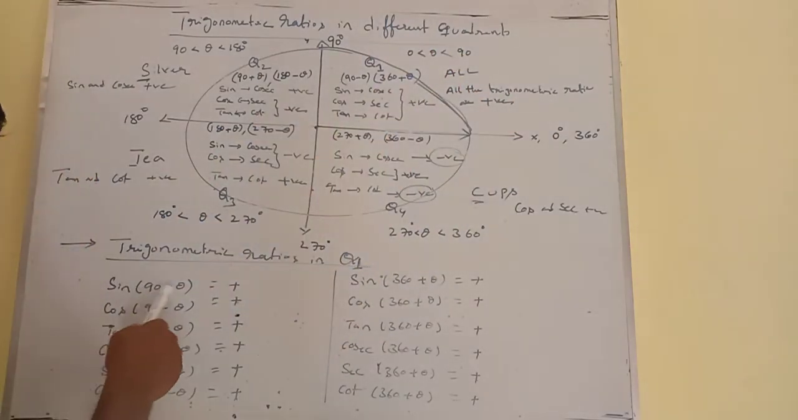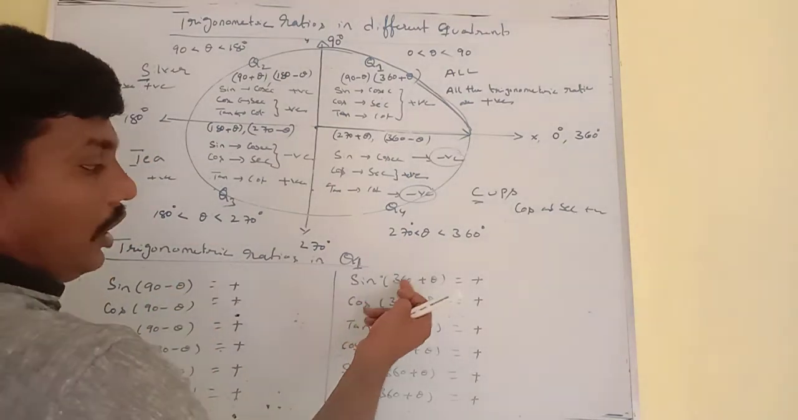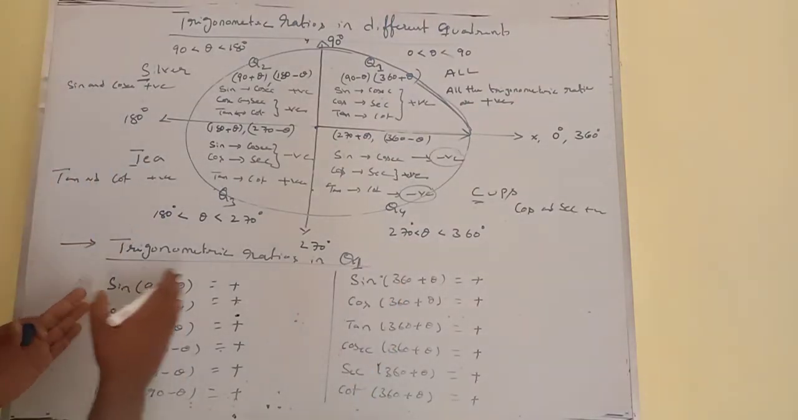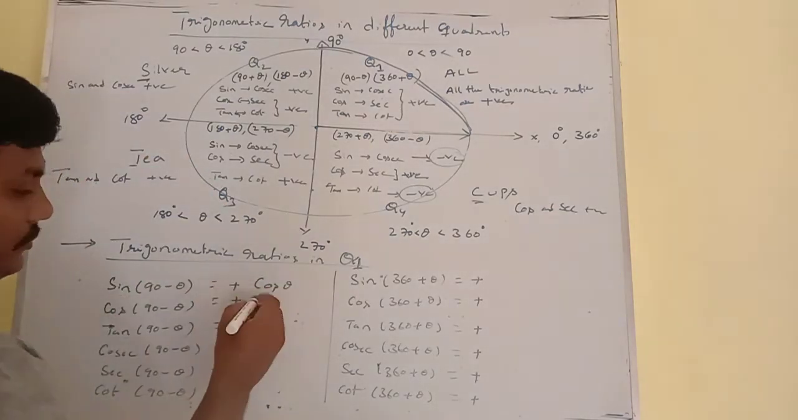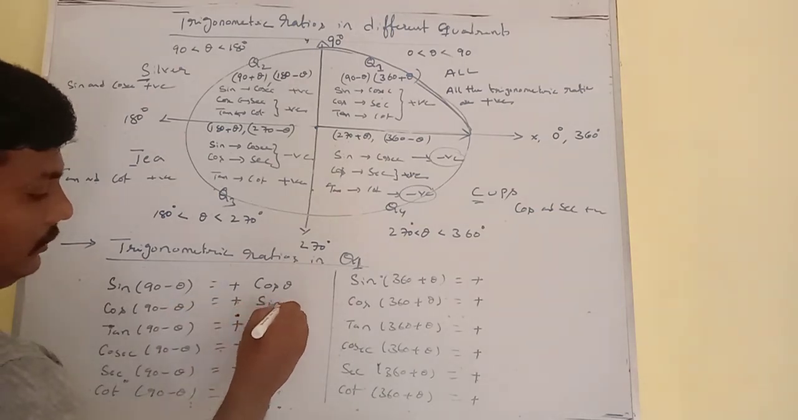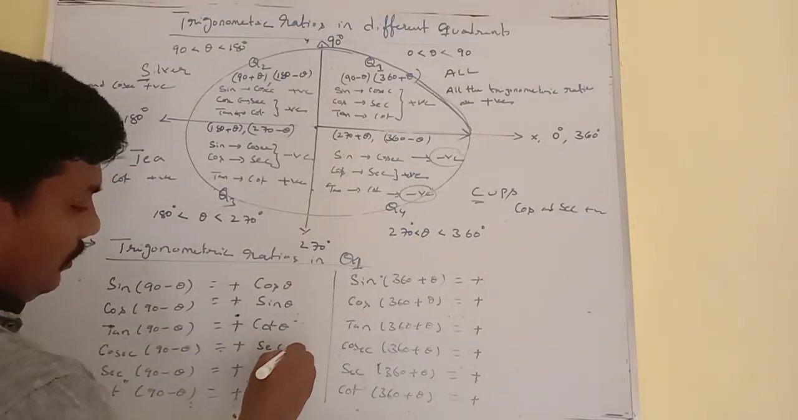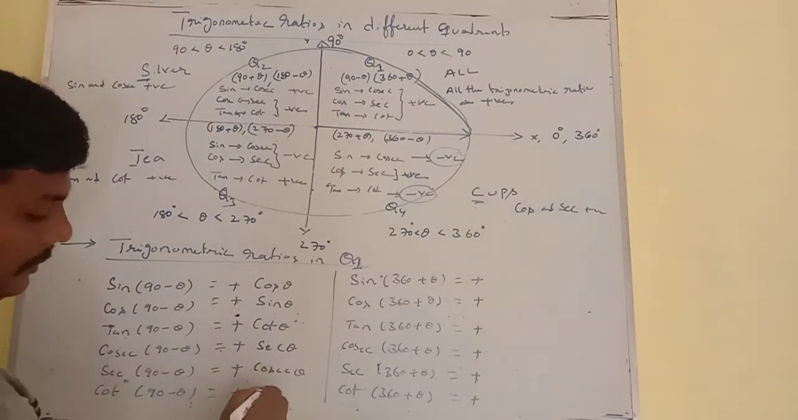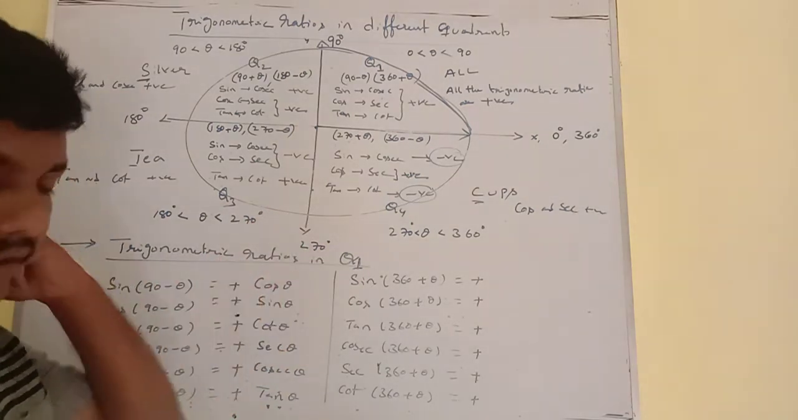Now 90 minus theta. This is called complementary. 90 minus theta is one complementary, and 360 is four times 90. So when it is a complementary ratio, sin 90 minus theta, as we already learned, is cos theta. So complementary ratios will come. Cos theta complementary is sin, tan theta complementary is cot, and cosecant theta complementary is secant. Then secant theta complementary is cosecant. Then cot complementary is tan theta. This is called the values of trigonometric ratios in the first quadrant for 90 minus theta.